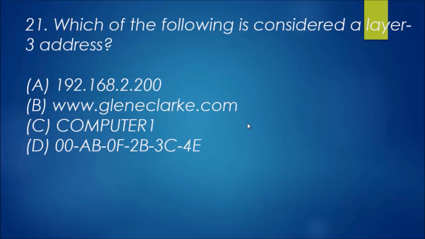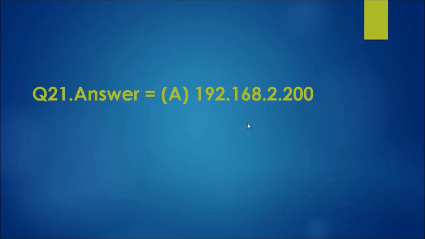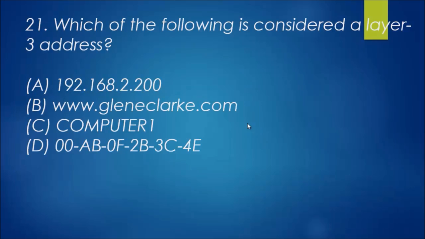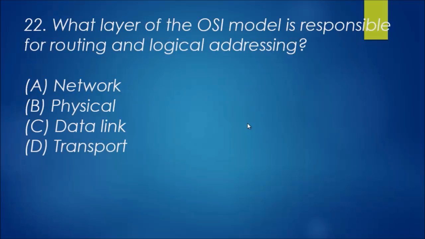21 says, which of the following is considered a layer 3 address? Now if we remember that layer 3 is dealing with routers, and routers deal with IP addresses. There is one IP address there, which is A, 192.168.2.200. The others here, we've got a domain name, we've got a computer name, and we've got a MAC address. So it's a simple process of elimination right there.